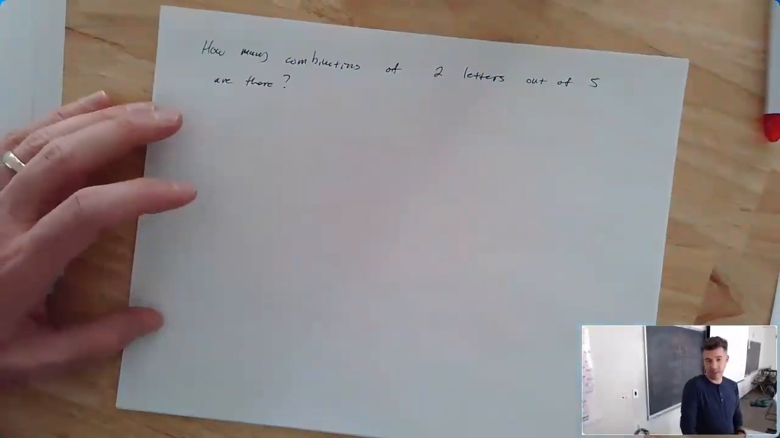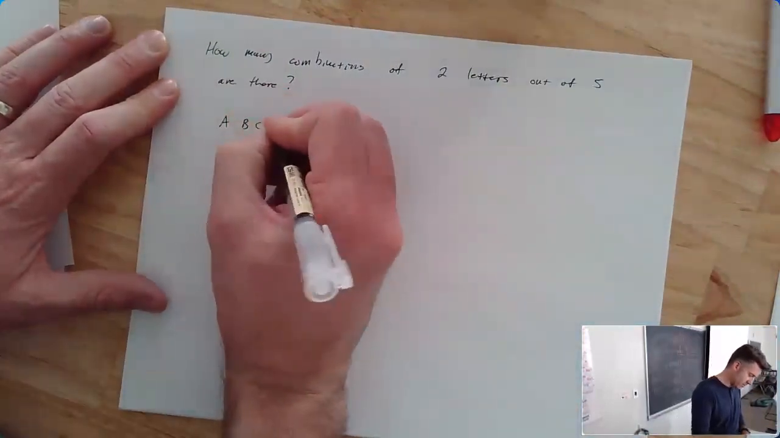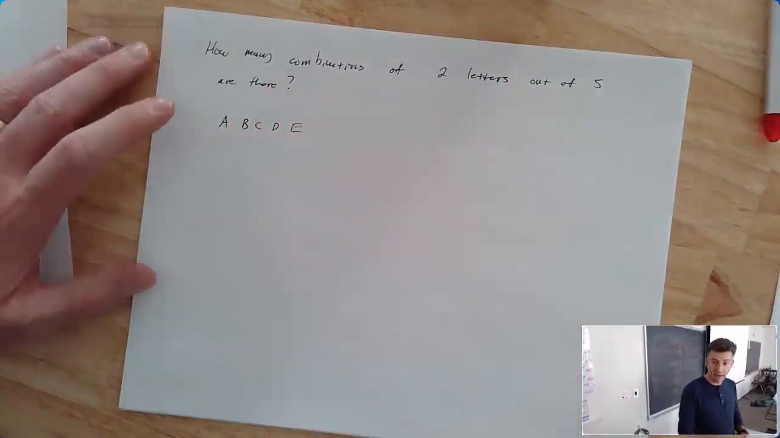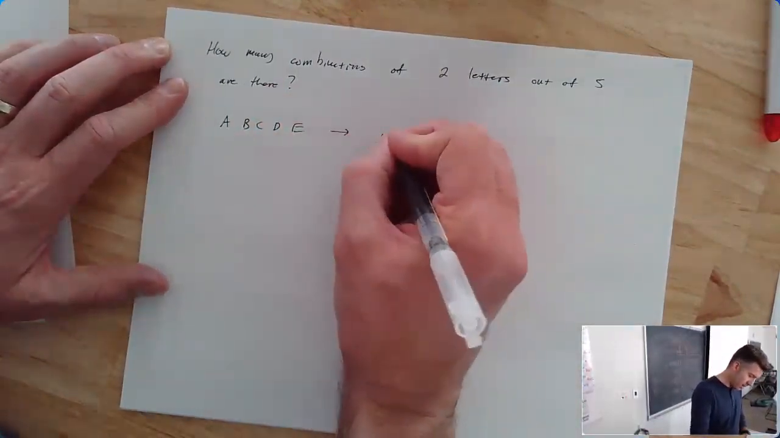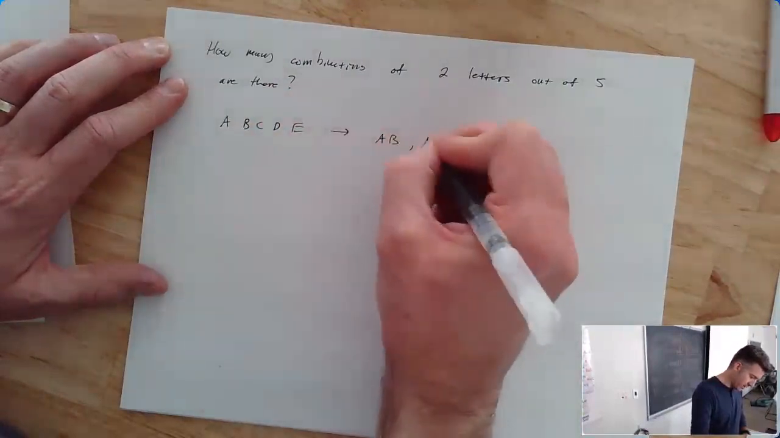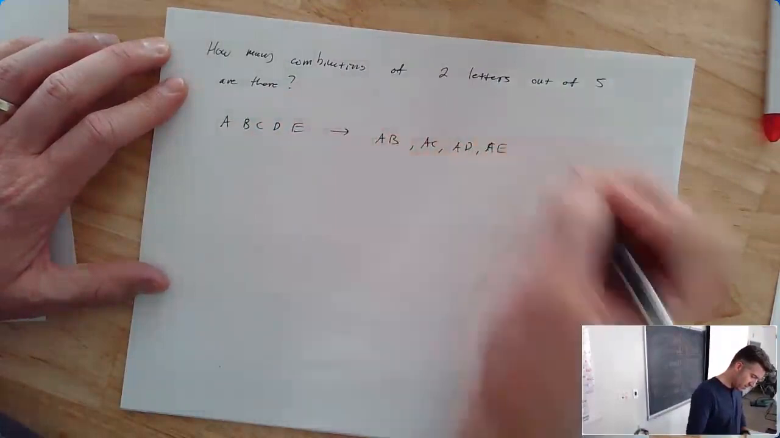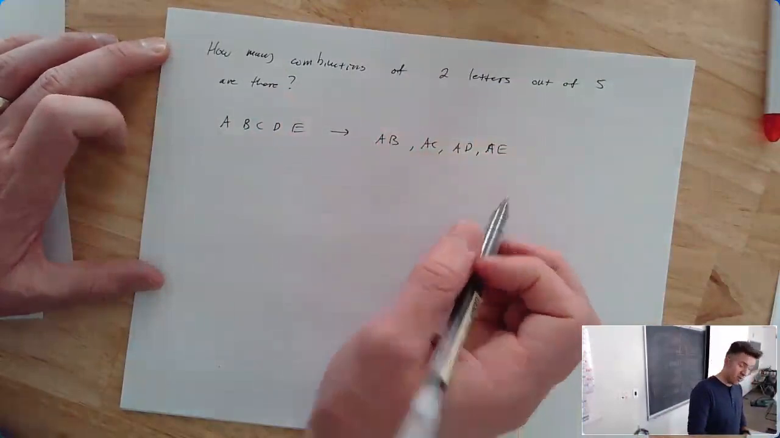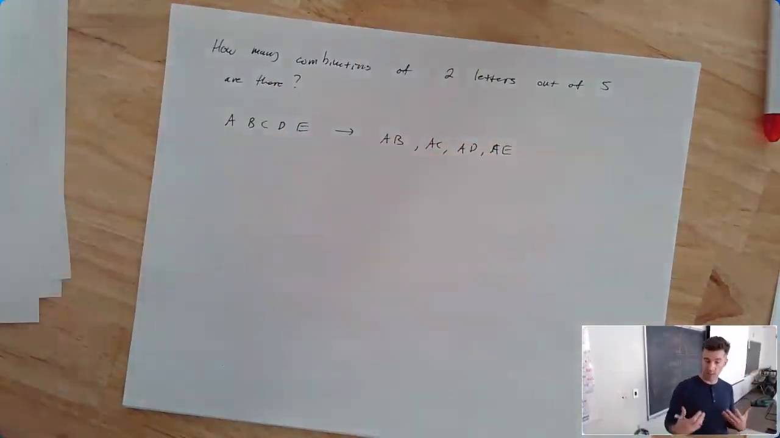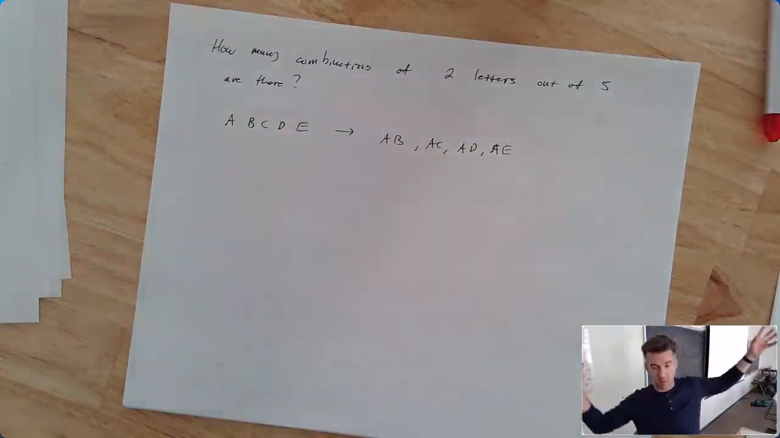Well, let's pick letters A, B, C, D, E. We can probably write them all down. In fact, there's a pretty easy way to write them all down. I can do A and B, or A and C, or A and D, or A and E. And I've done all the ways A can be with something else. I'm making the implicit assumption here that I can't pick A and A, right? Because A is its own thing. Once I've picked it, it is picked.